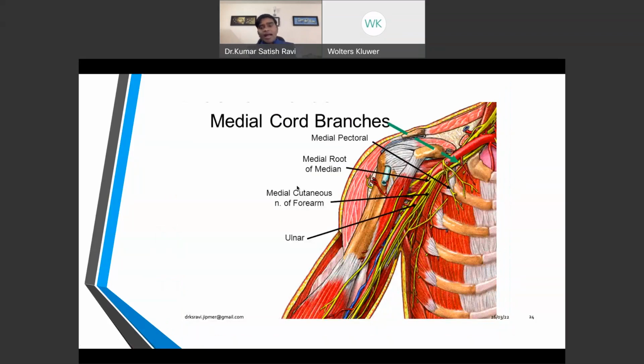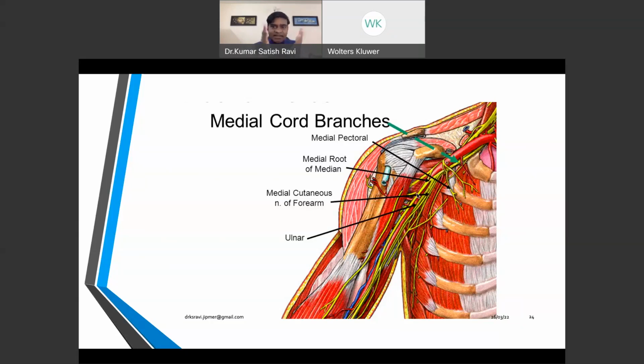Now, you can see in this diagram, from the lateral cord we have the lateral root to the median nerve, and from the medial cord we have the medial root to the median nerve. These two roots join and form the median nerve. So over here, you can see this median nerve is formed in front of the third part of the axillary artery by the lateral root and the medial root of the medial cord. The lateral root will carry the fibers C5, C6, C7, whereas the medial root will carry the fibers C8 and T1.